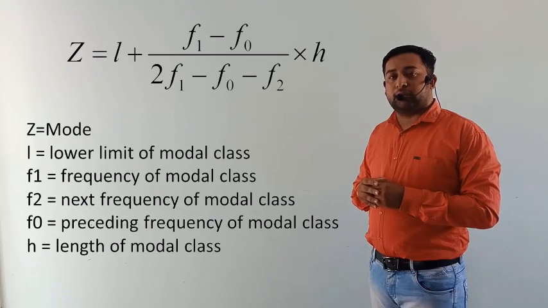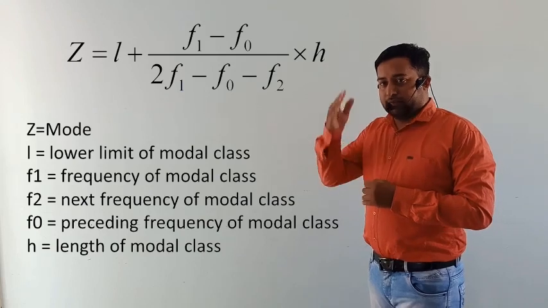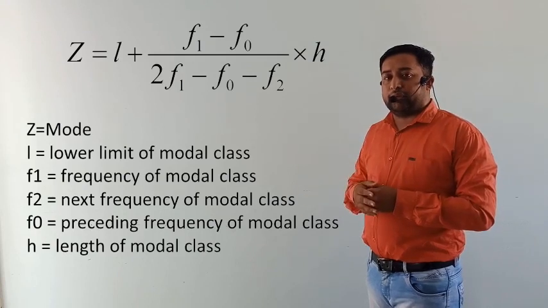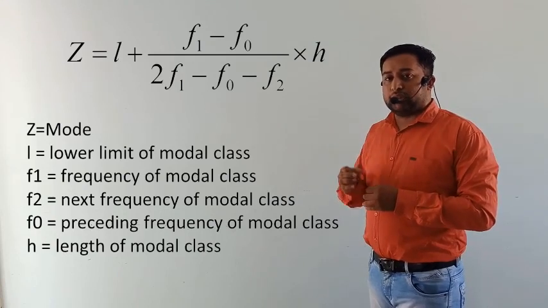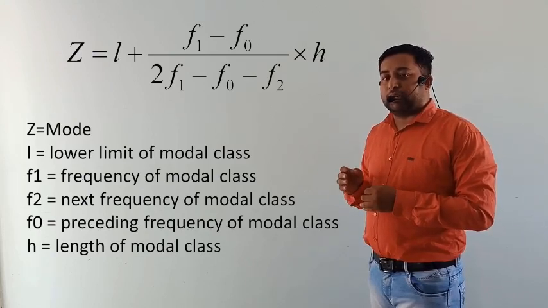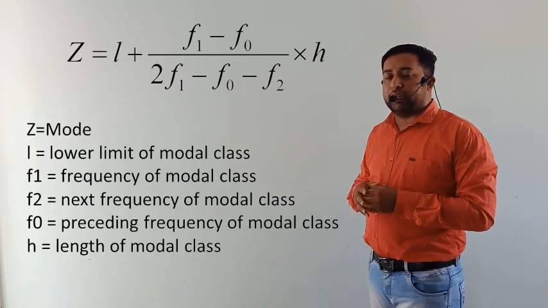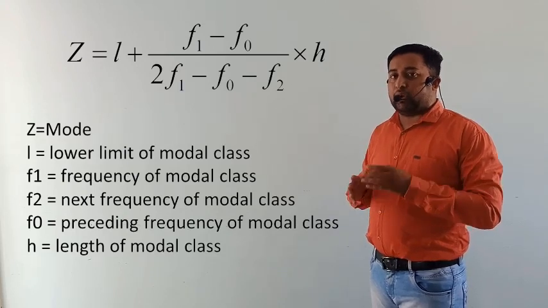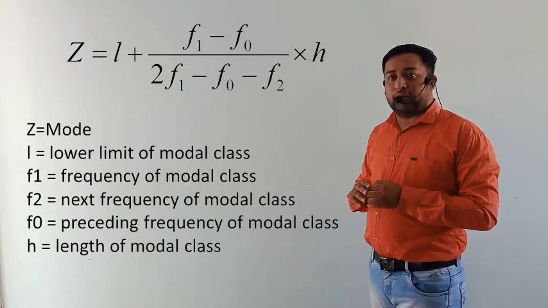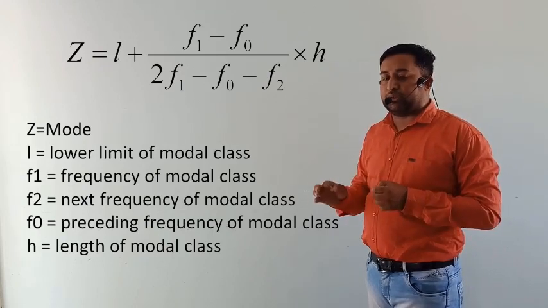First we need to understand what our modal class is. When the table for classified data is given, first we get the class, and in the second column we get the frequency. The class which has the most frequency is called the modal class. So, L is the lower limit of that modal class, and the frequency in the modal class is called F1.